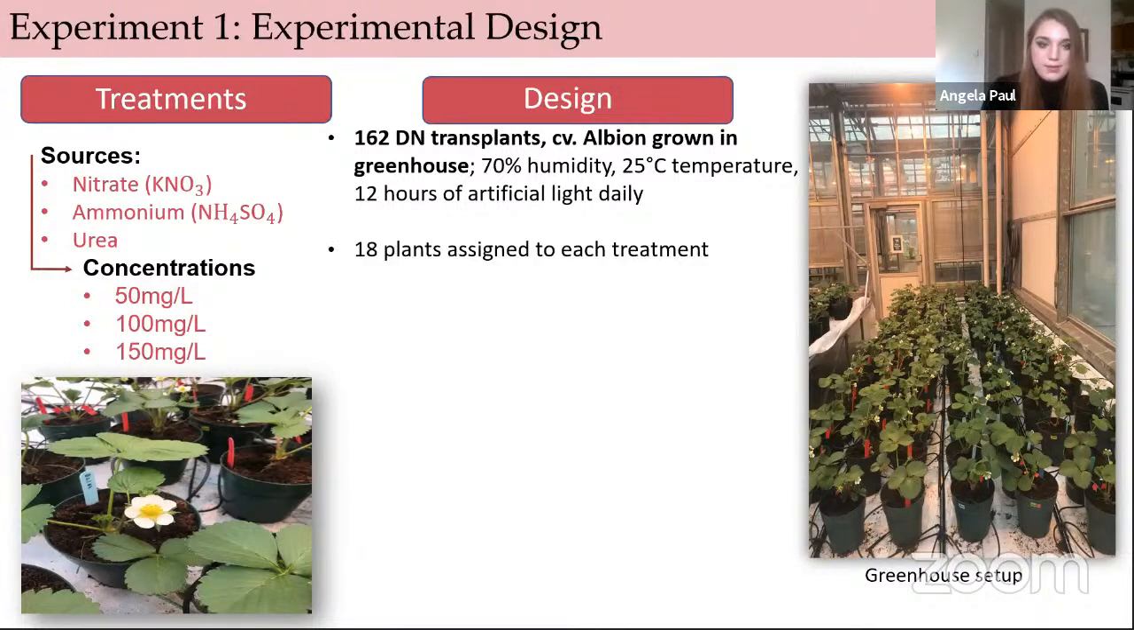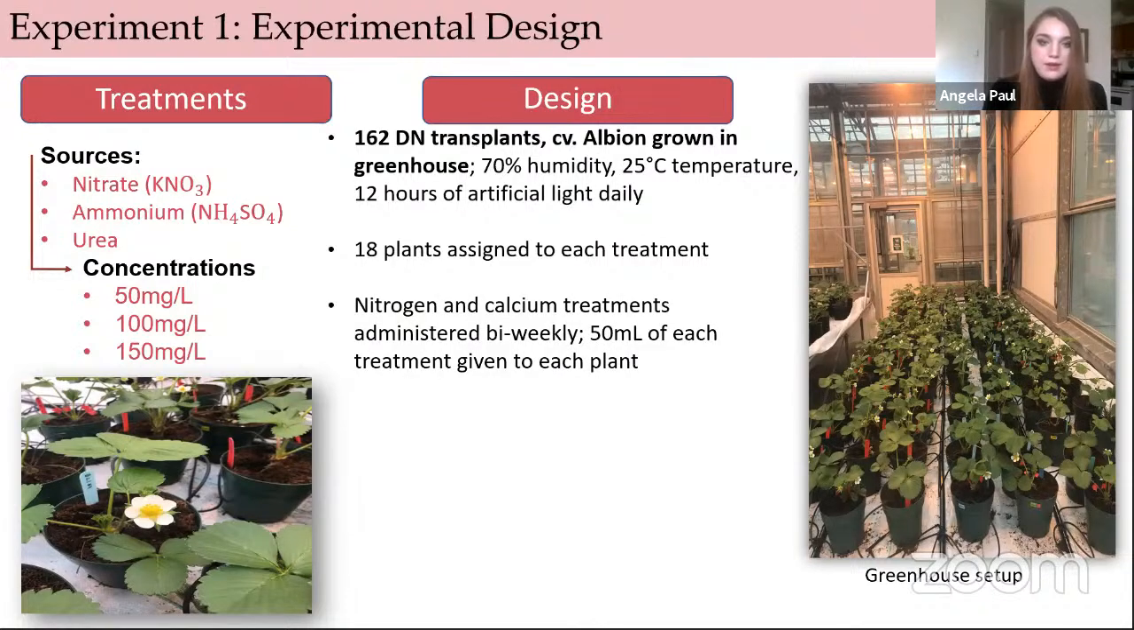So I assigned 18 plants to each of the treatment groups and then gave nitrogen and calcium treatments bi-weekly, and I gave 50 milliliters of each treatment to each plant at each of these watering times. Along with the nitrogen, I also had to balance the potassium since I used potassium nitrate for one of my treatment groups. For the ammonium and urea, I also used potassium sulfate in order to keep the potassium the same.